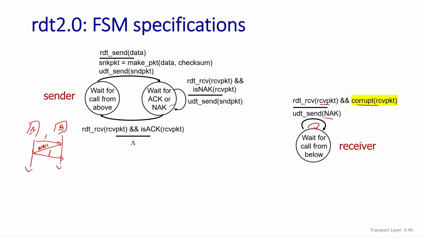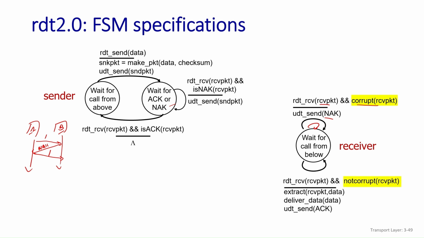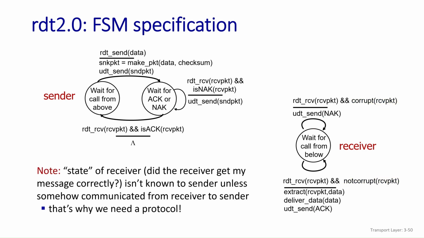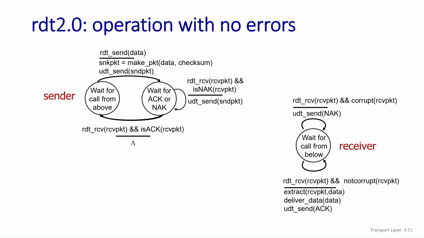Okay, what can be the other event? That we have received a packet and the packet is not corrupt. If the packet is not corrupt, these are the actions the receiver will take. It will extract the data and forward it to the upper layer using the deliver_data method, and will send an acknowledgement to the sender. The sender, upon receiving the acknowledgement, can make a transition to the state wait for call from above. Clear?